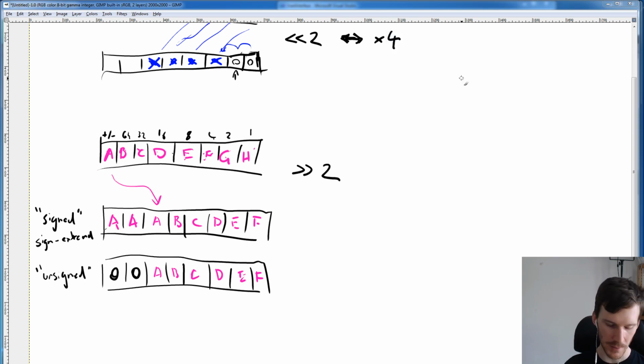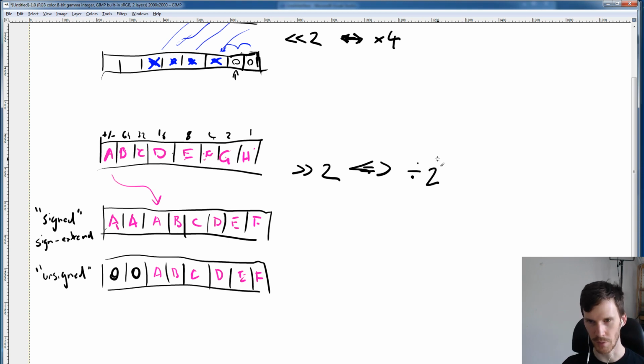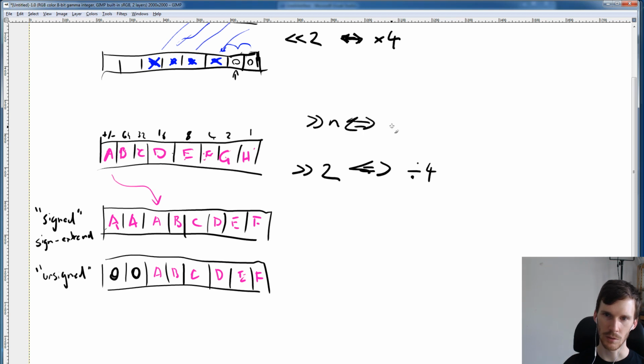And that basically tells you that this is equivalent to division by 2 to the, sorry, well, this is by 4. Division by 4, so shift n is equivalent to division by 2 to the n. When you have signed values, it works like this. When you have unsigned values, it works like this. And it's also integer based.